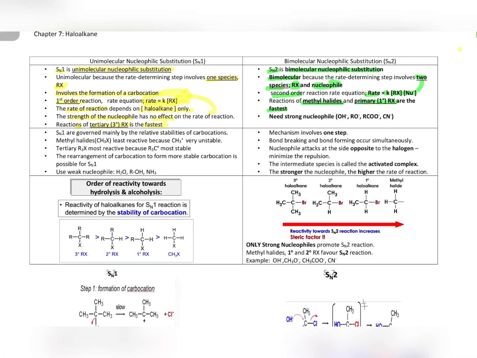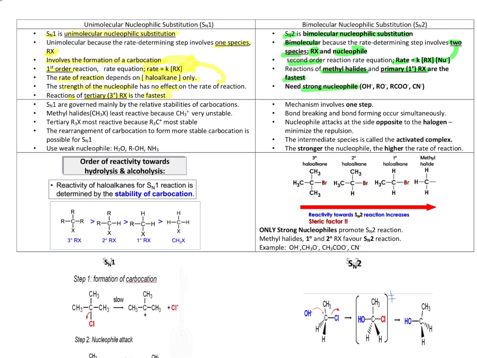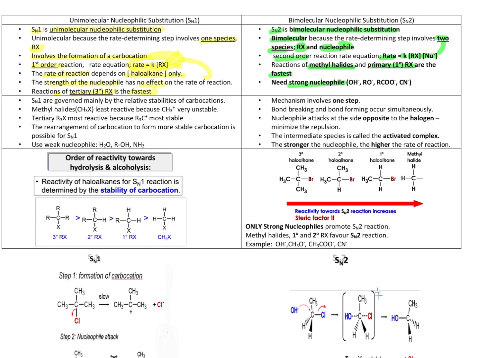SN1, untuk SN1, the strength of nucleophile has no effect on the rate of reaction. Sebab bila kita tulis equation, tak ada effect on nucleophile. Rate of reaction depends on the haloalkane, jenis haloalkane tu. So kalau tertiary haloalkane, it will give the fastest rate. So SN1 mainly melibatkan stability of carbocation. So remember, tertiary carbocation adalah yang paling stable and methyl halide adalah yang least stable.